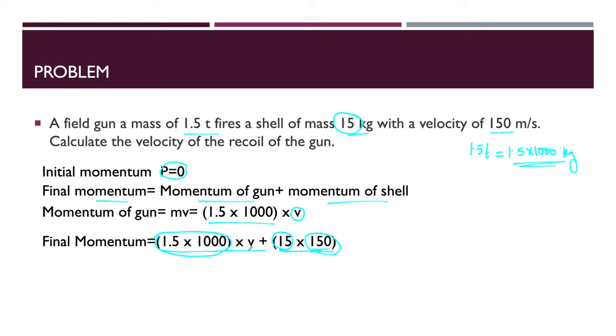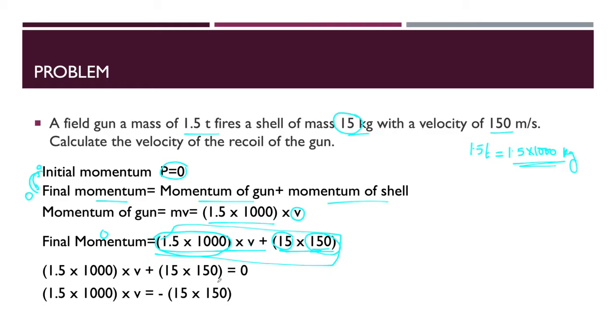As we all know, according to Newton's third law, the initial momentum will be the same as the final momentum. So the final momentum will also be 0, as the initial momentum is 0, because every action has an equal and opposite reaction force. So if the initial momentum is 0, automatically the final momentum will also be 0. So what can we write? If the final momentum is 0, the whole thing will be considered as 0. So from here we can get the value of V.